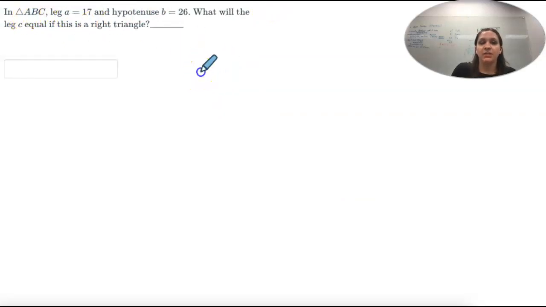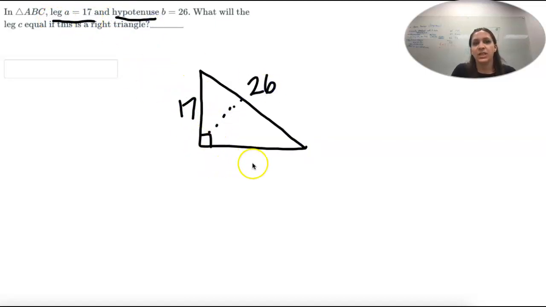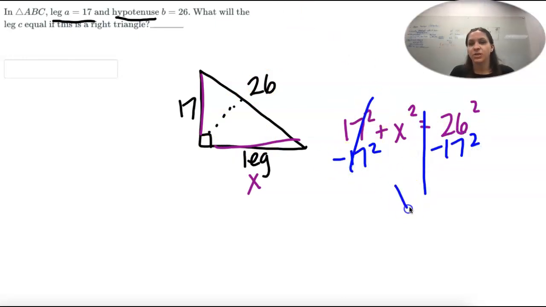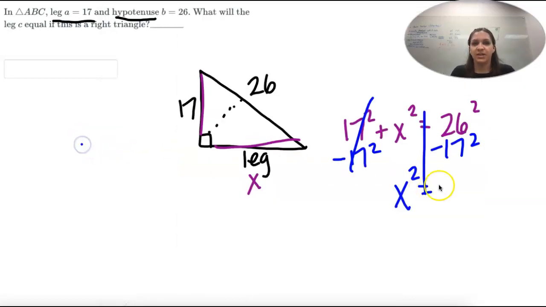In triangle ABC, leg is 17, hypotenuse is 26. What's the other leg? That's what it's asking. So leg squared plus leg squared, let's call this leg x, equals hypotenuse squared. I'm going to get x squared by itself. I'm going to subtract 17 squared from both sides. 26 squared minus 17 squared is 387.